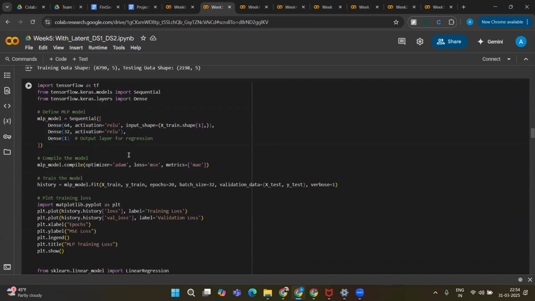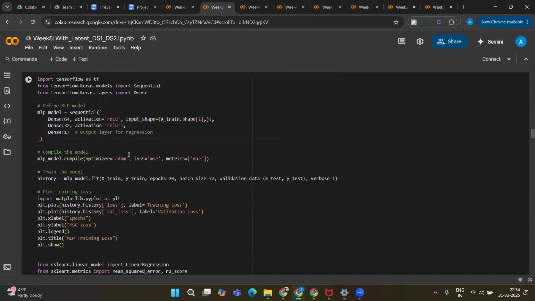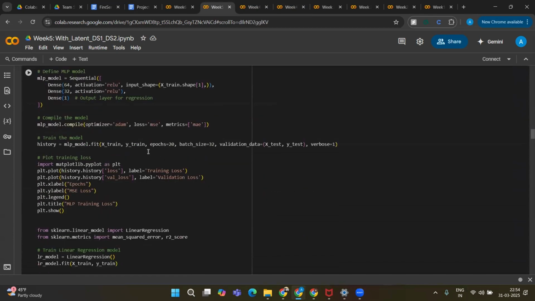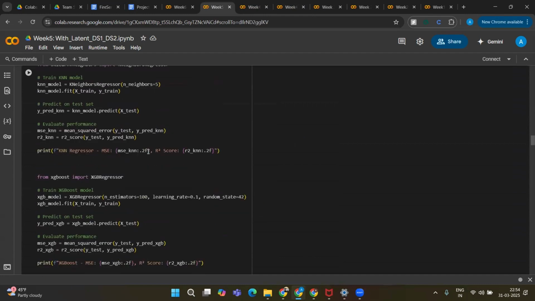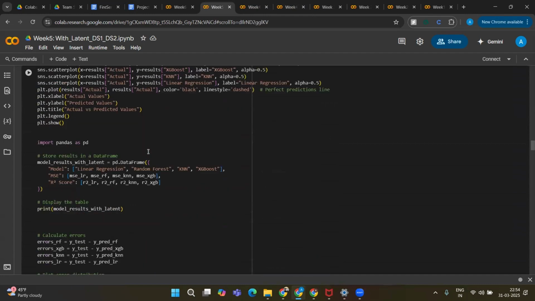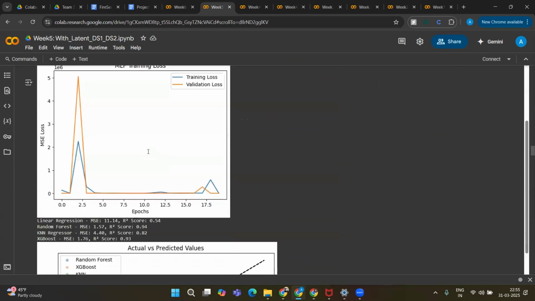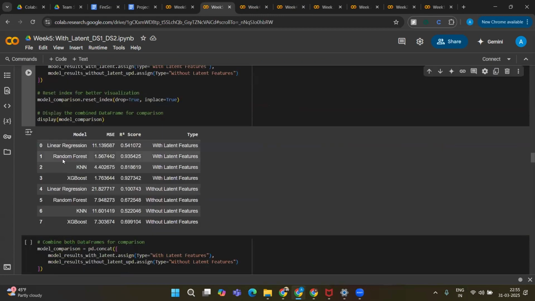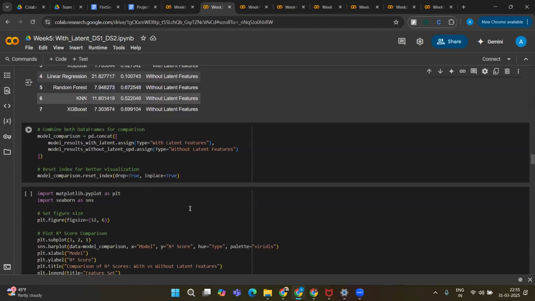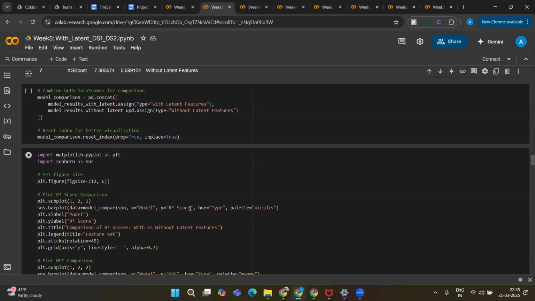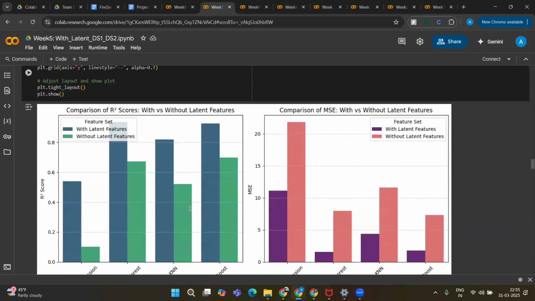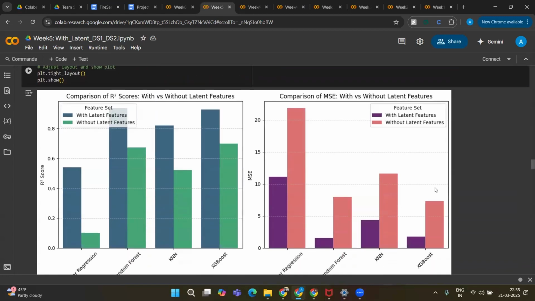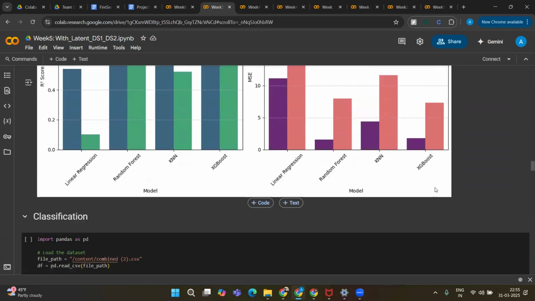So here you can see the model predicts mean square error and R square error with latent features and without latent features. And then yeah, here you can see the graph with latent features, the error got decreased, and without latent features, the error got increased. And we are combining both the data sets for the comparison here.